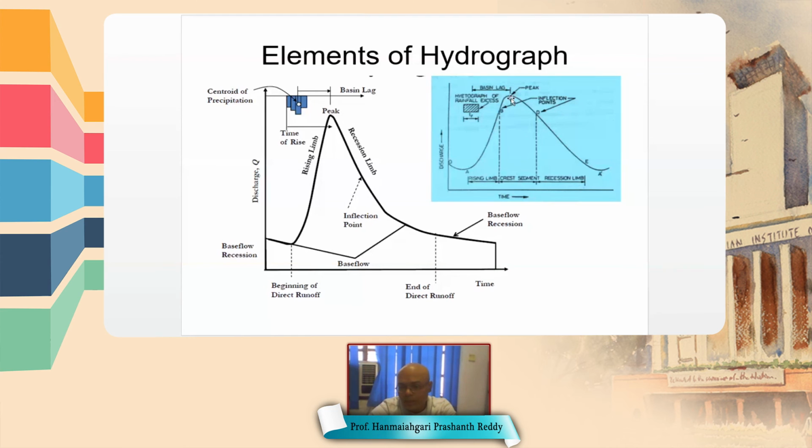Then there is a peak C, and after that there is a decreasing amount of water contributed. The water is decreasing, and again the curvature changes at D. That is another inflection point. Then all the water of the rain has already contributed, so there is no more rainwater contributing, and only groundwater is contributing here. Therefore, another inflection point at E.